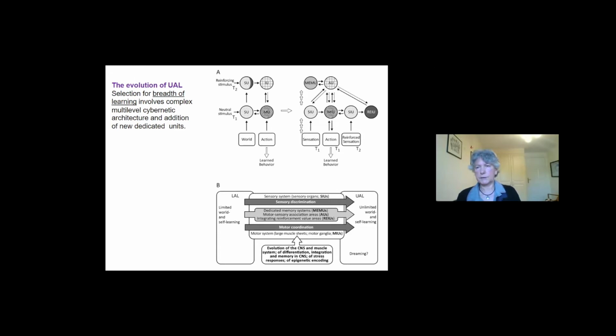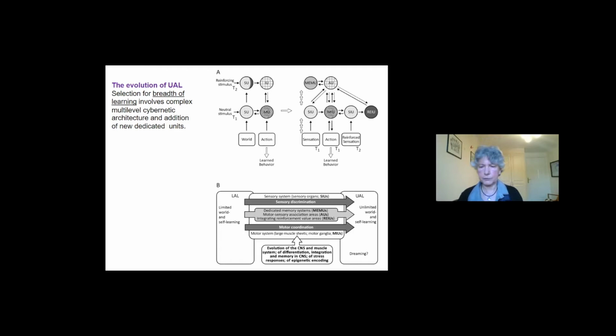The motor system has evolved, and the maps that map action evolved through evolution. So the evolution of all these systems was required, but many of the basic units were in place, and we can see them in simplest forms of learning.